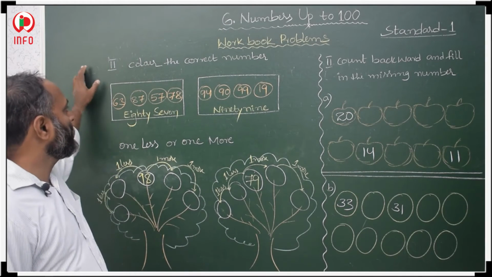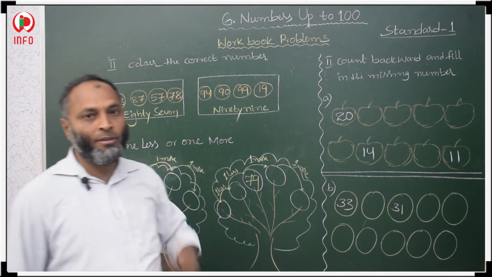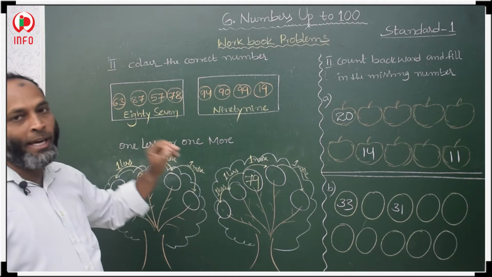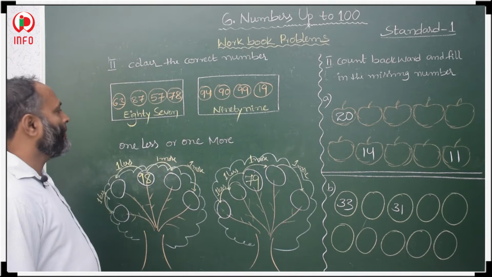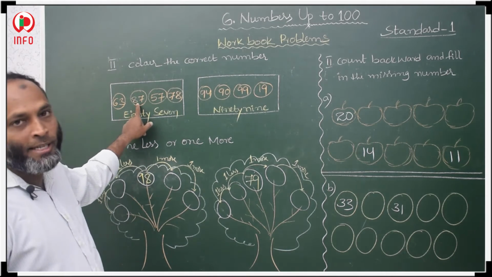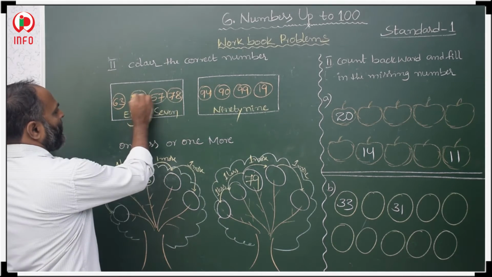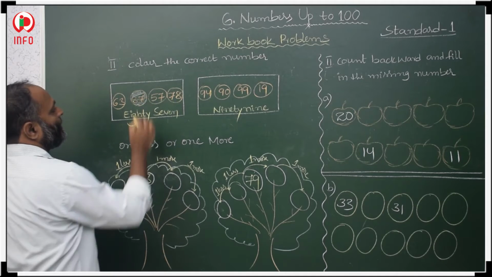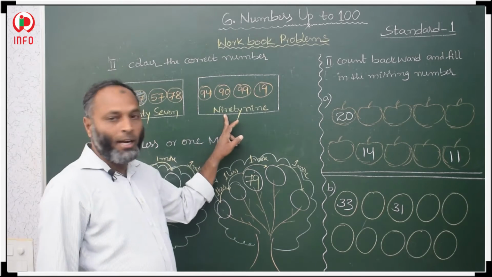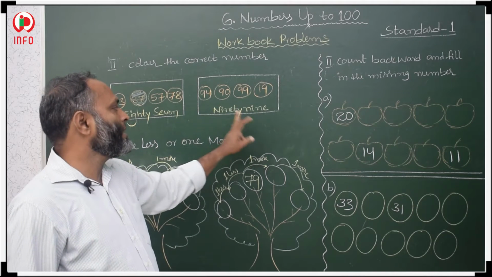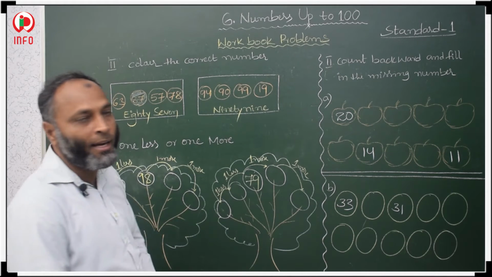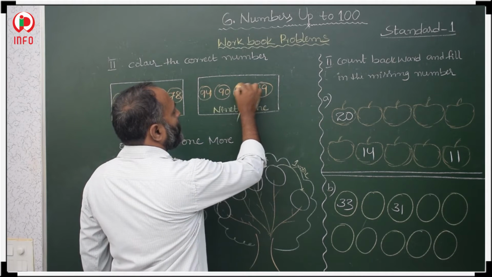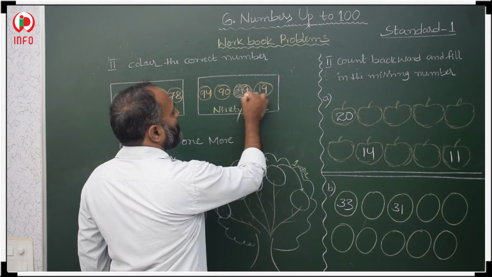Yes, now students, the next one, color the correct number. Correct number we have to color. See here, 87 is given. 87 means 8, 7. Where is 8, 7? Here. So you color this one. Next, 99. 99 means 9, 9. Here 9, 9, so color this one.